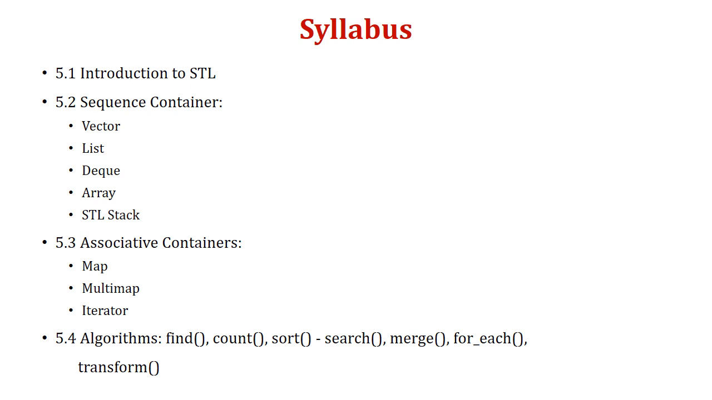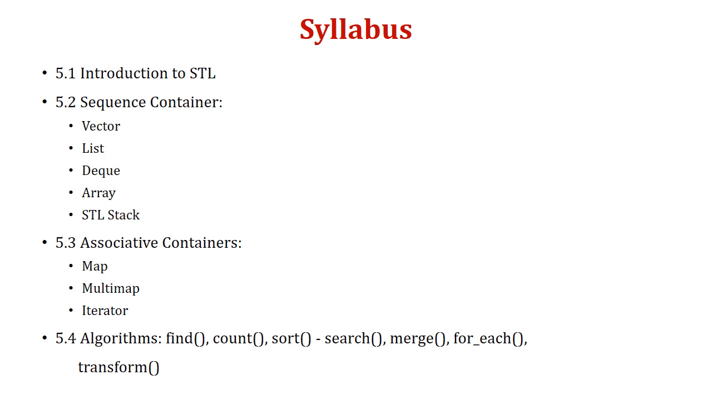First we start with Introduction to STL, then Sequential Container. It means it will organize the data in linear order. We will discuss some of the concepts, for example, vector, list, deque, array, and STL style. Then we are going to discuss associative container. It will organize the data in proper order based on the key. For example, some other concepts, map, multimap.